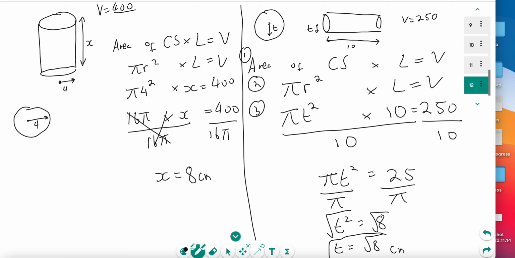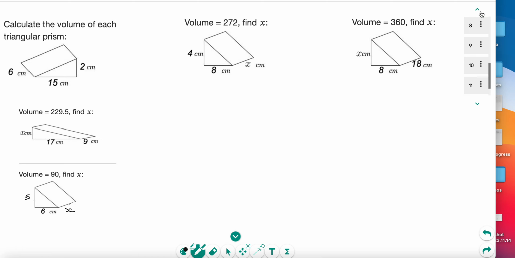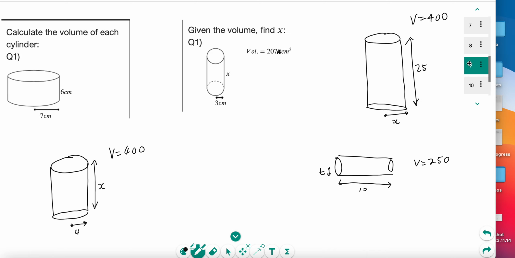So you can do those questions by yourself, please, on page 9, 8, and 7. Cool. Oh, yeah, very nice.